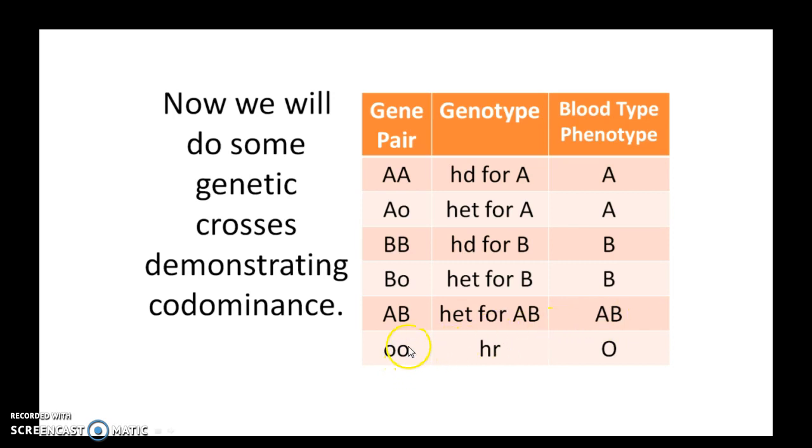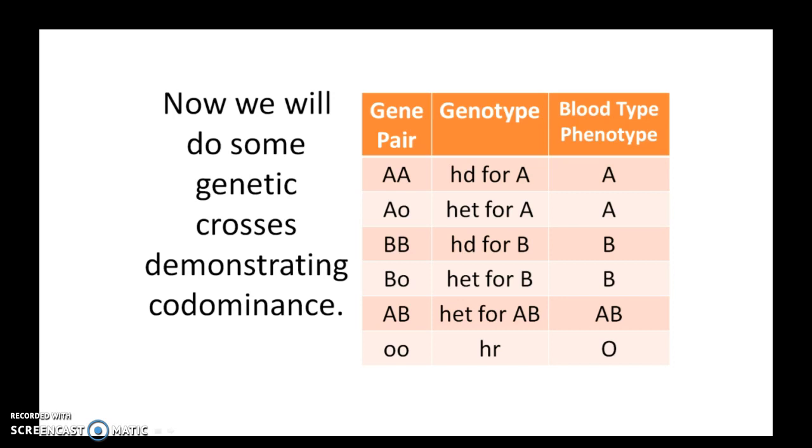Our last gene pair here would be 2 O's, and these are both recessive, so this is the only time we could actually use homozygous recessive here. And there's nothing dominant to mask anything here, so this blood type would be type O blood.